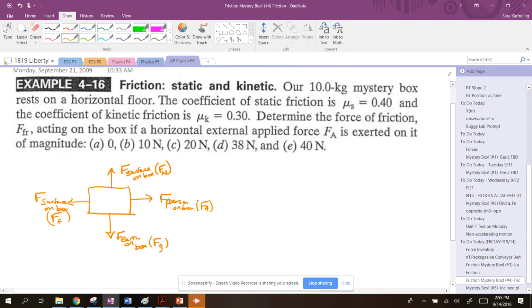My handwriting's kind of icky there, I apologize. From this person who's pushing on it, applied force FA is exerted on the box. Okay.